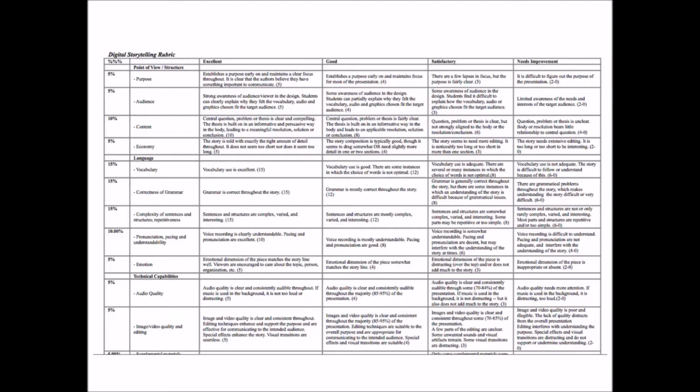On the screen, you see a very complicated one that really divvies up the different categories like purpose, audience, content, economy, vocabulary, correctness of grammar, etc. Now, this is for foreign languages. If you do this in other areas such as anthropology or English, you will most likely have a different rubric. If you Google digital storytelling rubric, you will find a lot of templates, and you can identify what is important for you and make necessary changes.